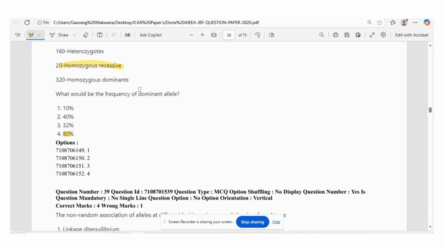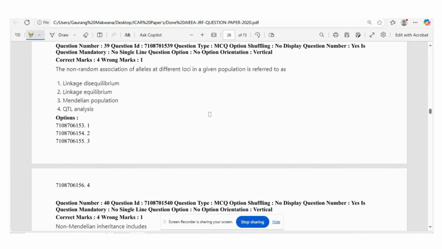Now the non-random association of alleles at different loci in a given population is referred to as linkage disequilibrium. It is the non-random association of alleles at different loci in a population.